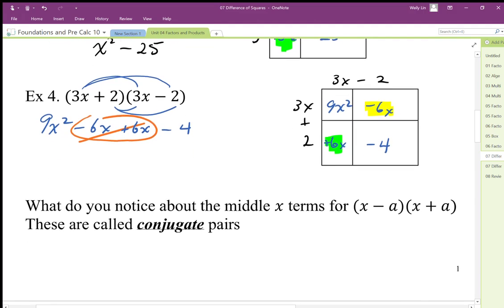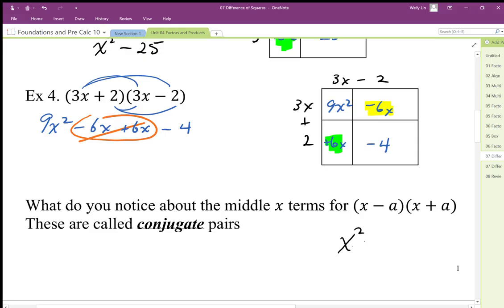So whenever we multiply out these conjugate pairs, when we have the same symmetry but opposite, the middle terms always cancel out and we get a difference of squares. So we end up with the first term squared minus the second term squared. So this is a result of multiplying conjugate pairs with this type of symmetry. These middle terms cancel out and we just have these 2 squares left over.